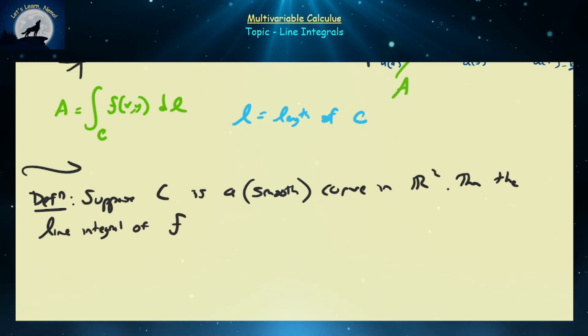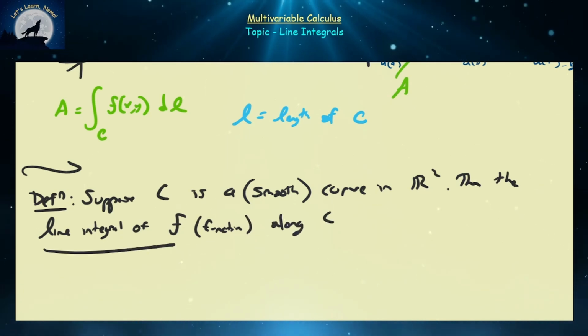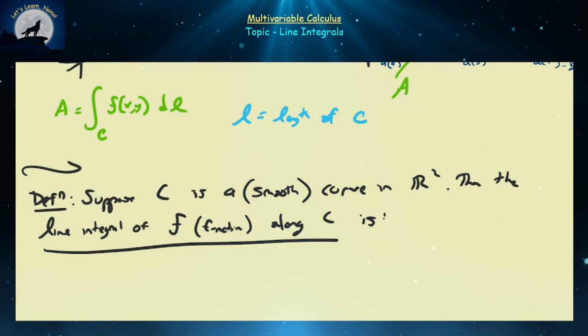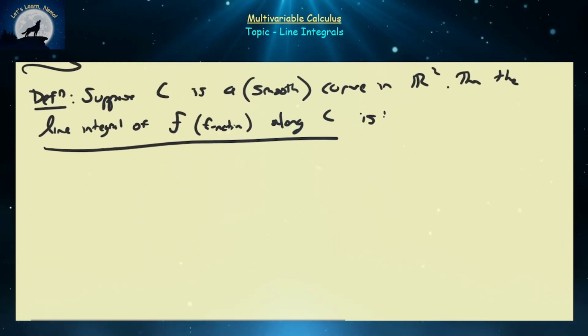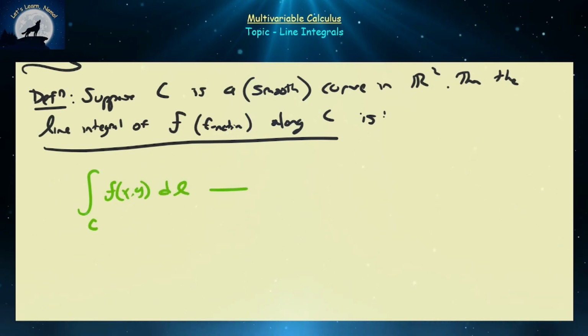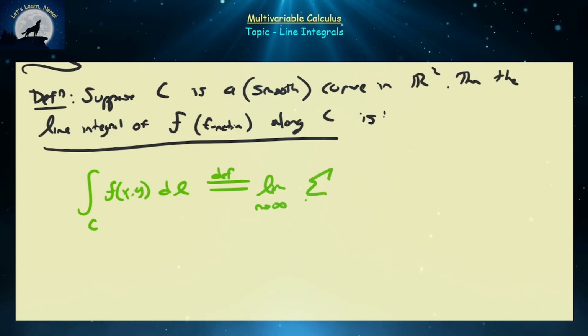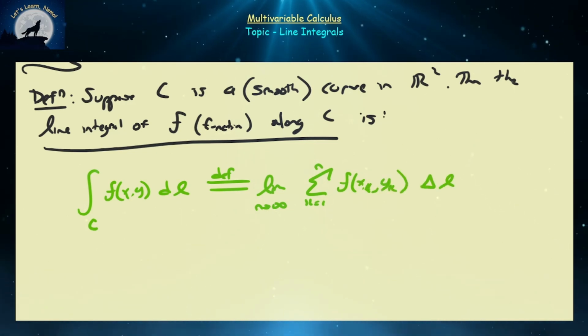of the function f, keep in mind f is going to be a function, along C is given by the following relation. So how would you define this particular object? We're going to integrate along C of f(x,y) with respect to its length. And this is going to be defined by, well, how do we define it in the typical Riemann integral case? That's just the limit as n goes to infinity of the sum as k goes from 1 to n of f(xk, yk) times delta lk. So what exactly are we looking at here?